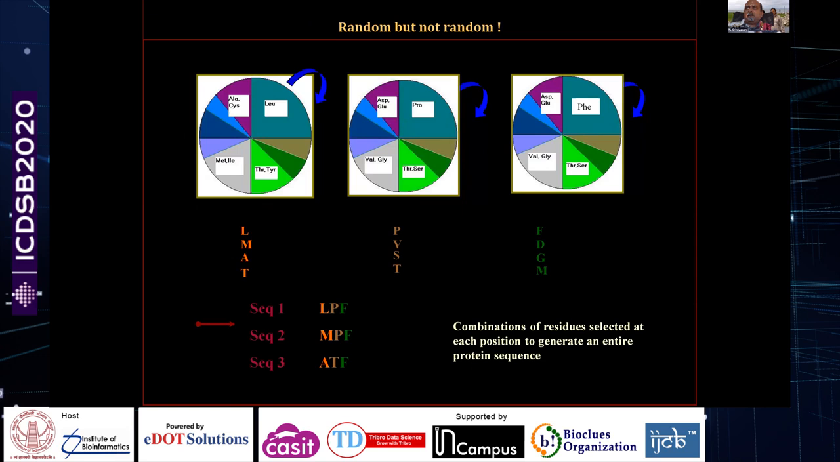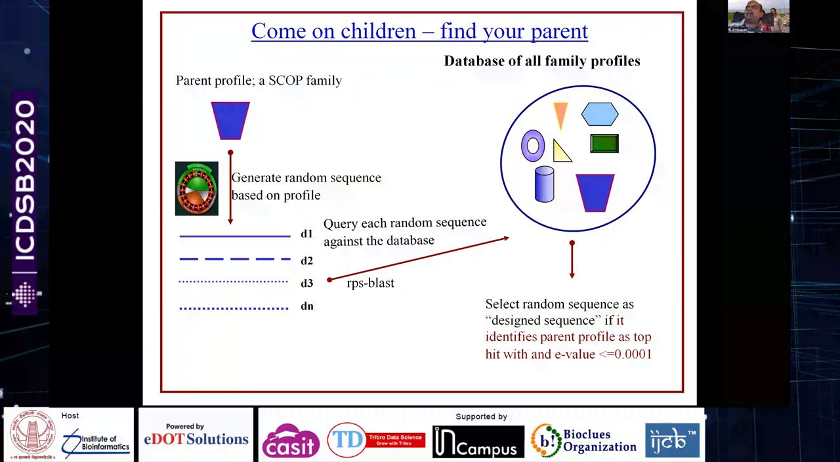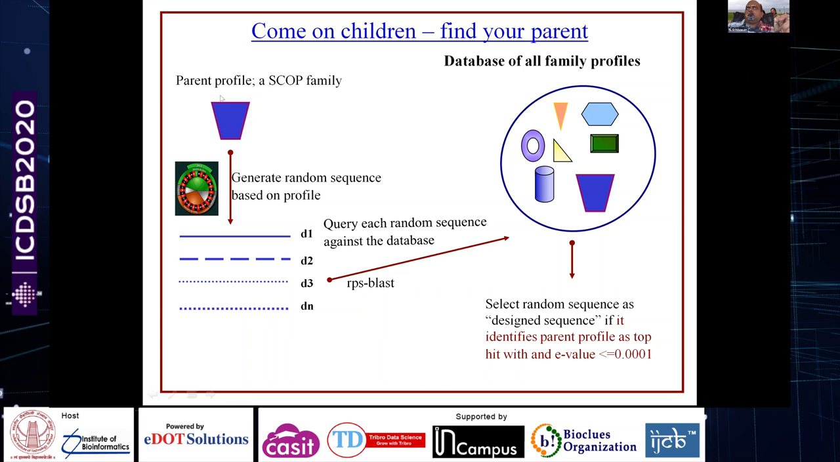Once we generate these sequences, now we challenge these offsprings. We call these children of the parent family. From the families, we use roulette wheels, and then we generated lots of biased random sequences. We challenge each one of these sequences using reverse BLAST into the position-specific scoring matrices of all the protein families. Only those children which correctly pick up the parent in the reverse BLAST approach are considered as the bona fide design sequences.